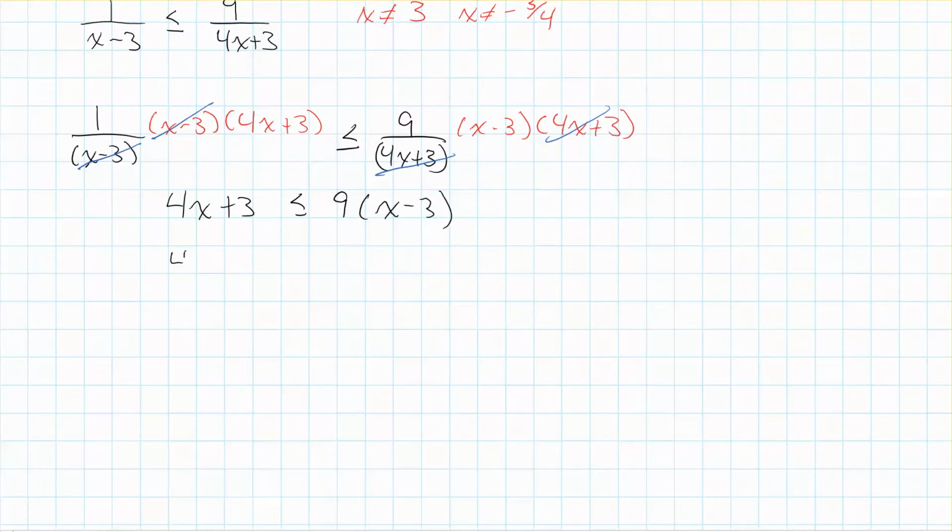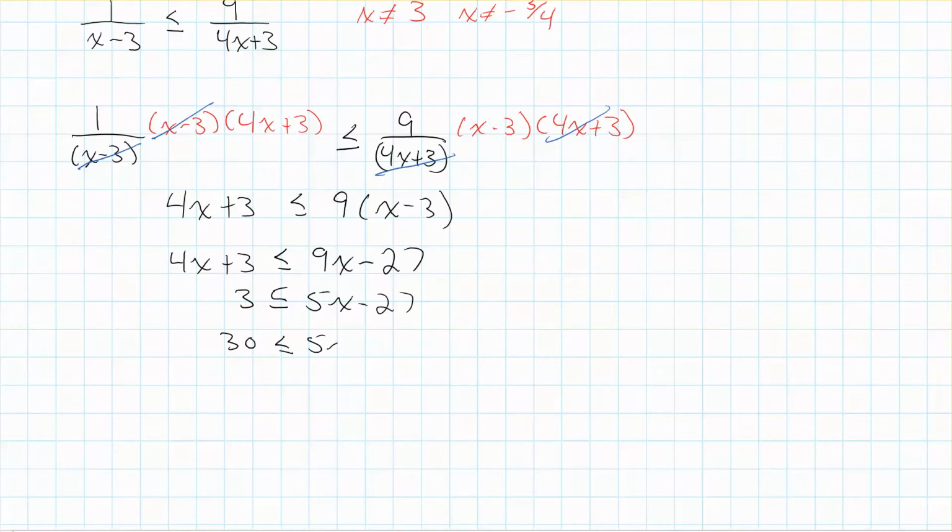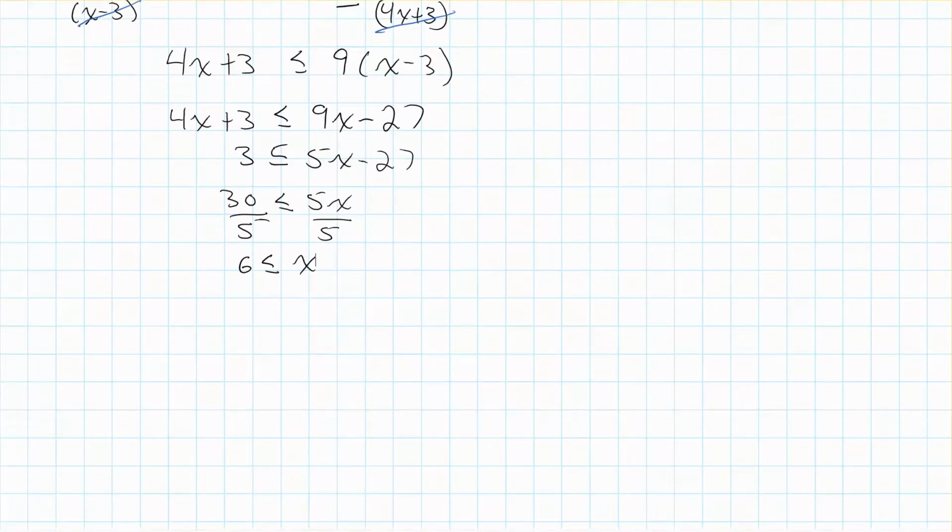So we'll distribute that out. 4x plus 3 less than or equal to 9x minus 27. And so I'll go ahead and subtract the 4x. So we have 3 is less than or equal to 5x minus 27. Add 27 both sides, you get 30 less than or equal to 5x. Divide both sides by 5, and you get 6 is less than or equal to x. So let's make sure by graphing our number line and the points that we can't be that this is fine as a solution.